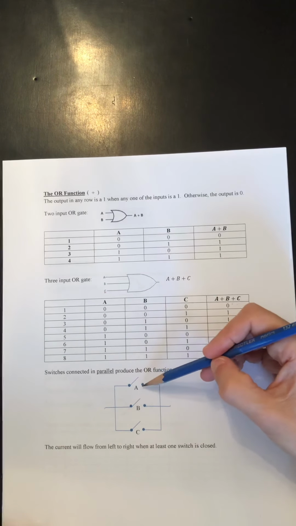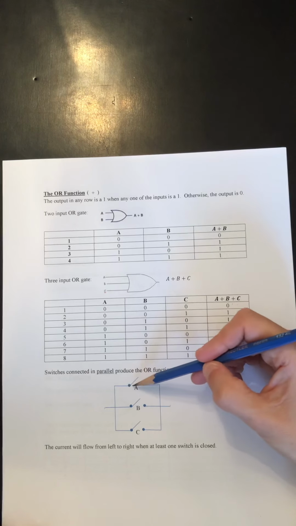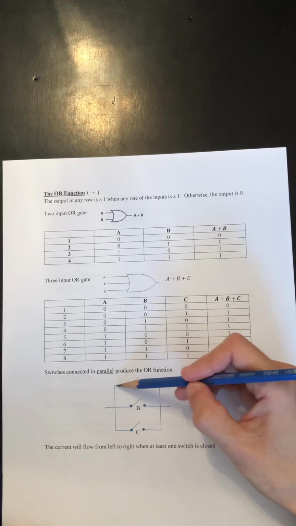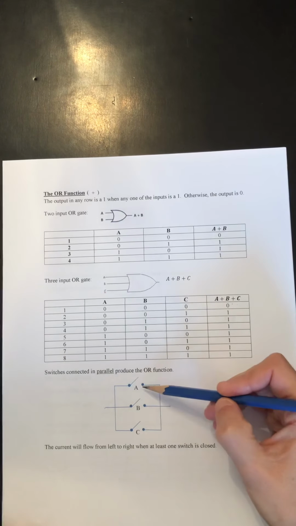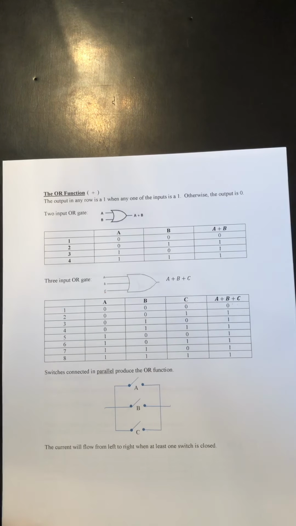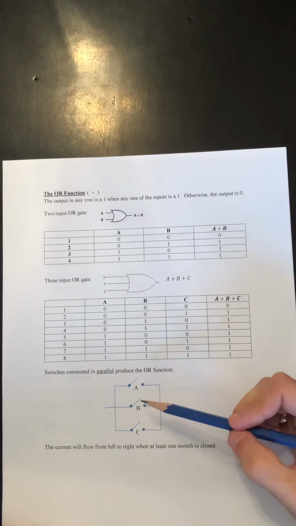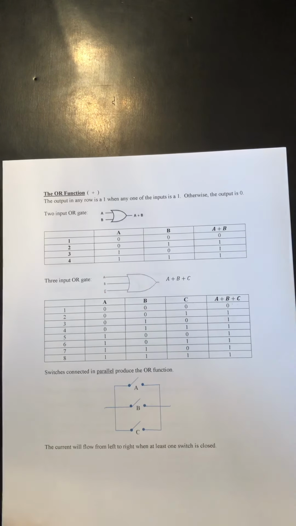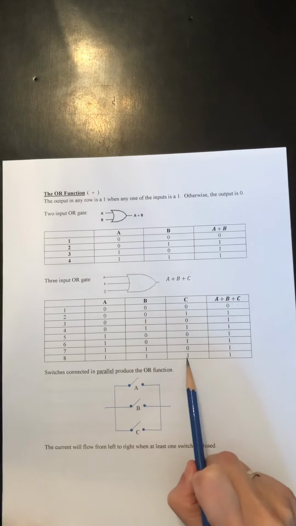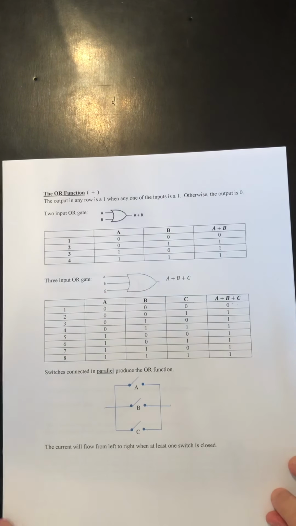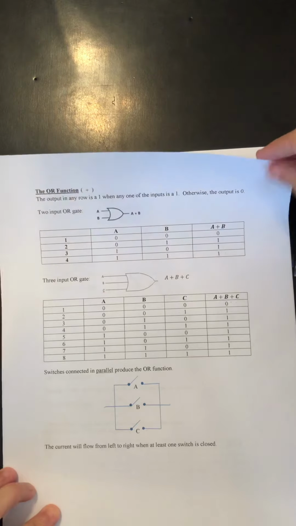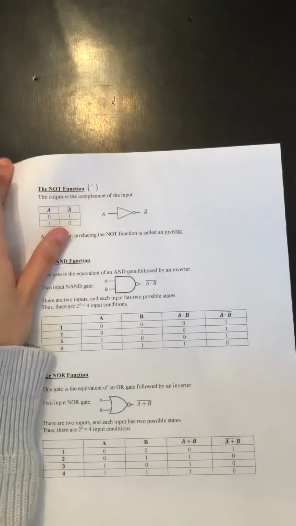If only one switch is closed, for example, if A were closed, the current would take that path. If a couple of switches are closed, the current certainly can flow from left to right. And when all 3 are closed, which would correspond to this last possibility, certainly the current can flow. Okay, let's move on to the last page.